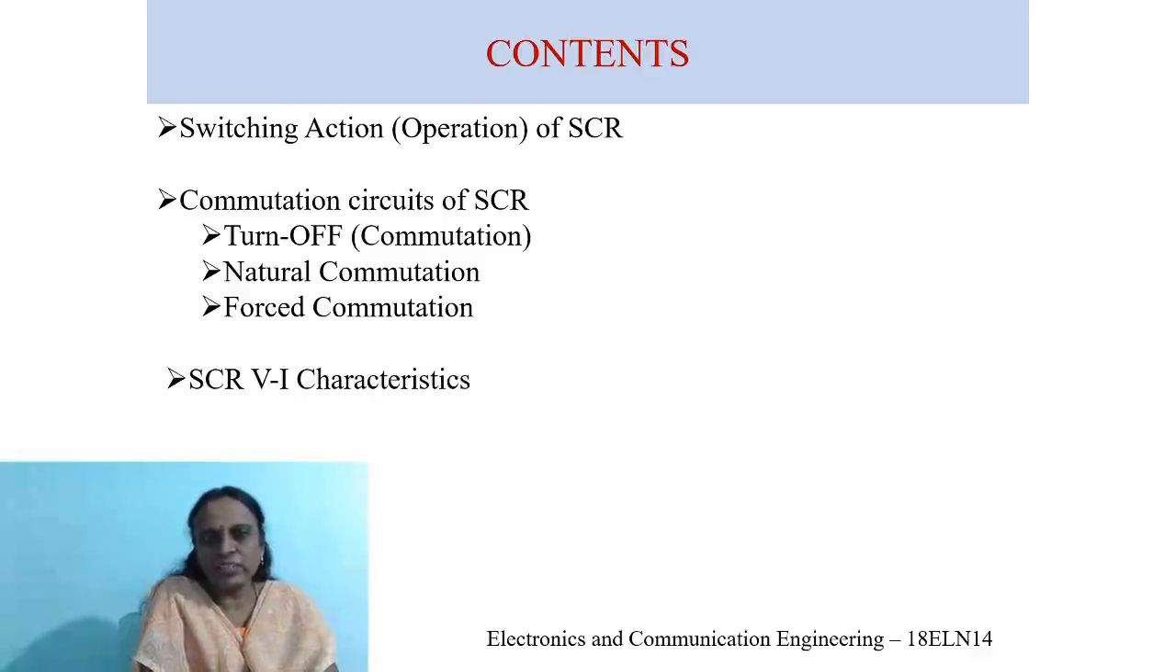That is, the method of turning off an SCR is called commutation. How we can turn off an SCR using natural commutation or using forced commutation. And finally, the VI characteristics of an SCR.